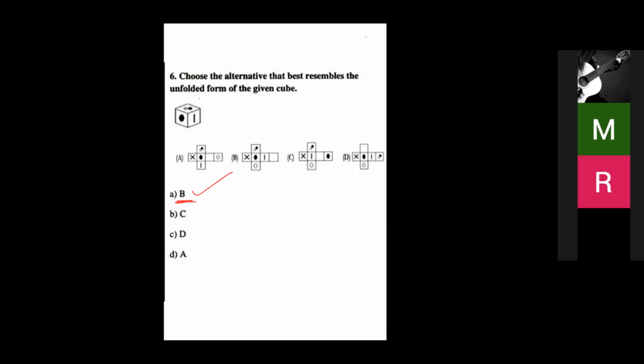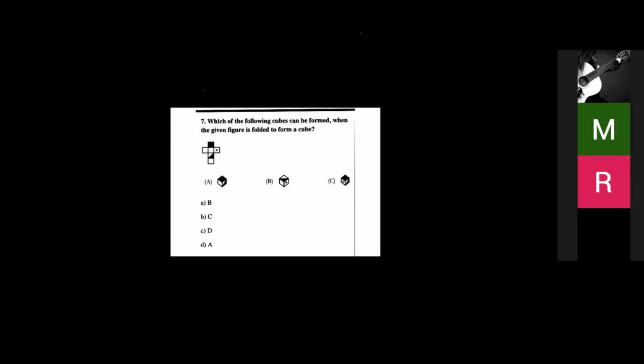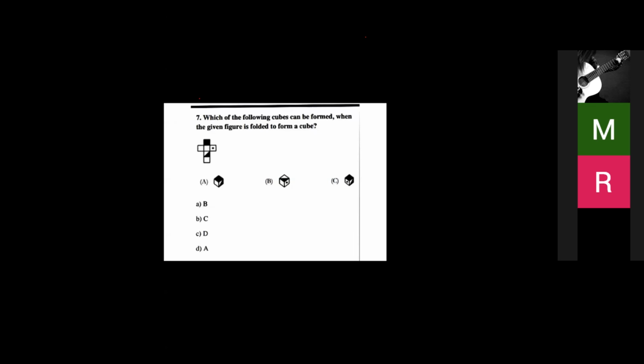See, I wanted to mention here. Whenever you have any reasoning question with A, B, C, D in the question itself, the options will again be interchanged and asked. So have some kind of attention before clicking on the options. Okay, see like this question, how it has been asked. Good. Solve this. Which of the following cubes can be formed when the given figure is folded to form a cube?